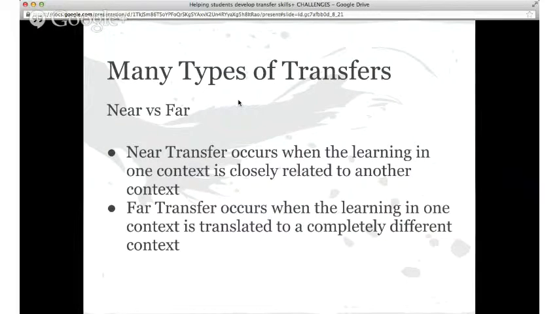Near and far transfer. Near transfer is very closely related to reflex transfer. For example, once you know how to drive a car, those skills are easily transferred to the very near concept of driving a truck. Far transfer, on the other hand, requires you transferring your learning into an entirely different context.